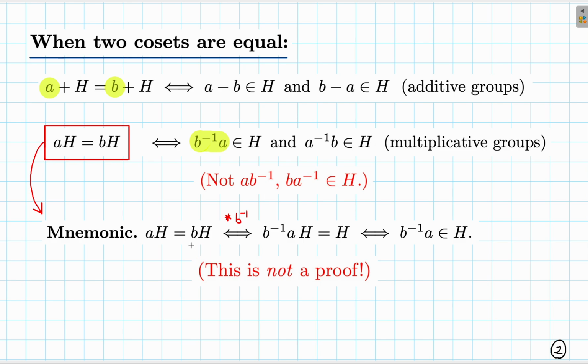So AH is equal to BH if and only if, well, let's just multiply both sides on the left by B inverse. Then we get B inverse AH is equal to just H because this B and B inverse cancel. So then we have a coset whose representative is B inverse A. So B inverse AH is equal to the original subgroup H, and that's true, as we saw last time, precisely when B inverse A is an element of H. So once again, this isn't a proof of this particular criterion, but it's a helpful mnemonic device. And I just wanted to review these criteria because we'll be using them in our work in today's lesson.